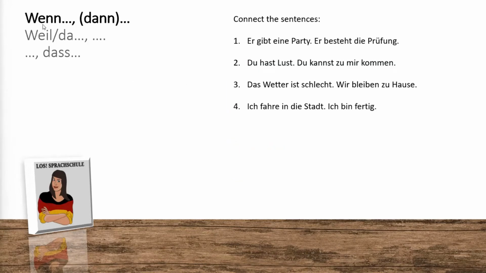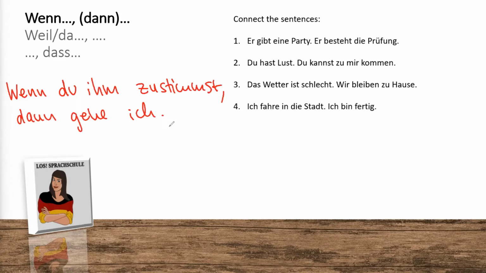First of all is wenn, dann. I give you an easy sentence and you will see the structure. I want to keep it quite similar with what we just had, so I chose the sentence, wenn du ihm zustimmst, dann gehe ich. So what do we have here? Wenn, subject, object, verb, dann, we don't have to say it, but we can, verb, subject. And of course, you can also put an object if you want. Depends on the sentence.